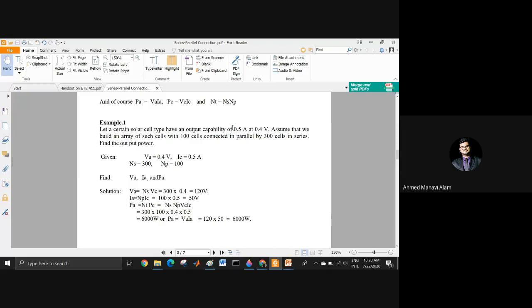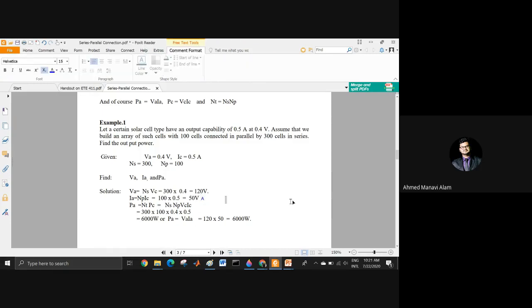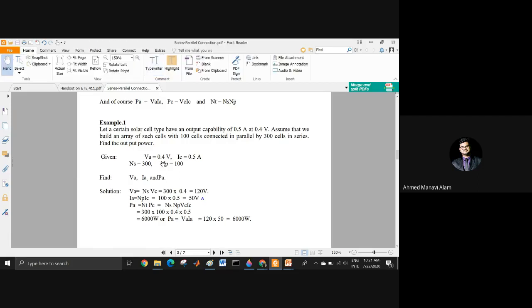Sorry, 0.5. One cell is 0.5 ampere, 0.5 into 100, 50 ampere will be. Actually there is a small mistake in the PDF. This will be ampere. Okay, the current will be here ampere. So the thing I want to show you here is that you just go by your intuition and don't need to memorize this kind of formulas. Okay, this is unnecessary.